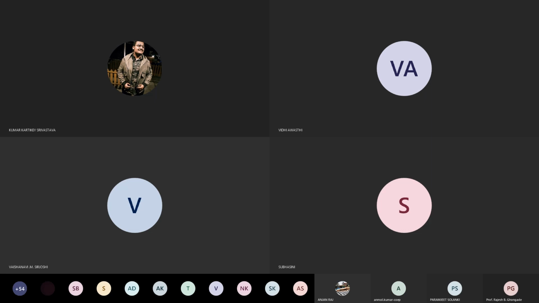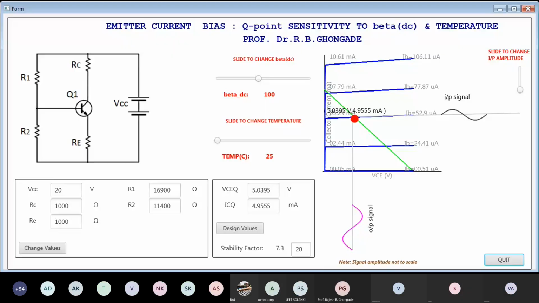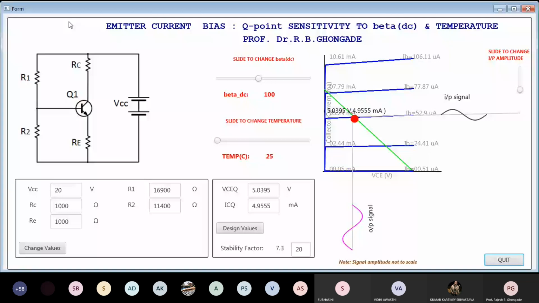Let us go for the emitter current bias, and we expect that the variation should be very small, very much small as compared to the other two types of circuits. Okay, so we will again have the same values. So this was what we had calculated. Isn't it the same? Yes.